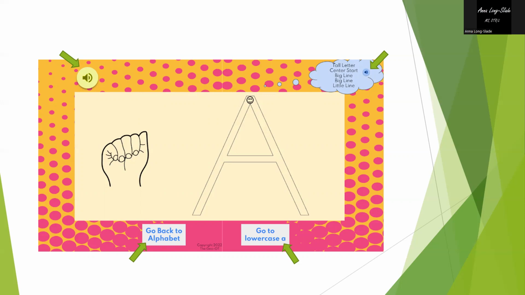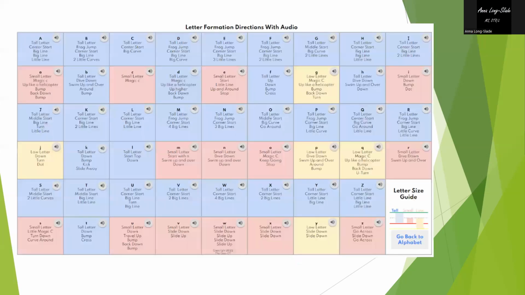Each slide also has a button to go back to that full alphabet page, so you can easily toggle between letters during your lesson. And each letter will either go to the uppercase or lowercase version of that letter. The slide deck is organized alphabetically, capitals A through Z, and then lowercase a through z, but you can toggle to any letter easily by going back to the alphabet and clicking the letter you want to go to.